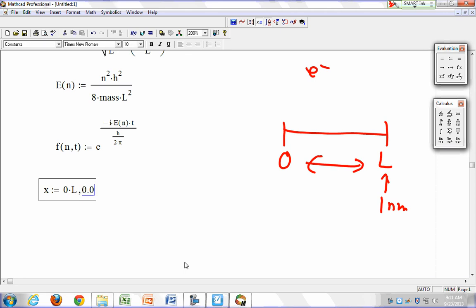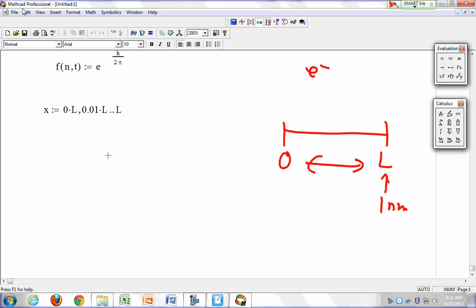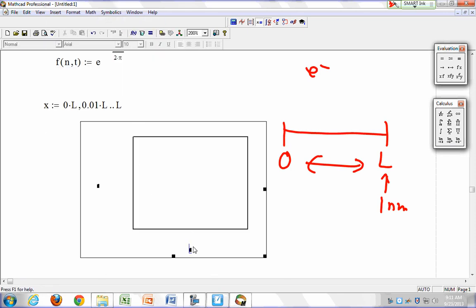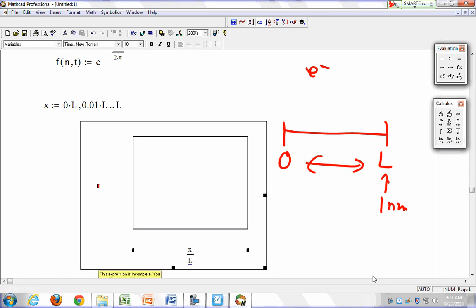So 0.01, that's 1% of L would be the next point. Then the semicolon allows me to specify the endpoint next, so I'm going to plot from x equals 0 to L. Insert graph, XY plot. What am I going to plot here? Versus x, and I'm going to do it in terms of L.